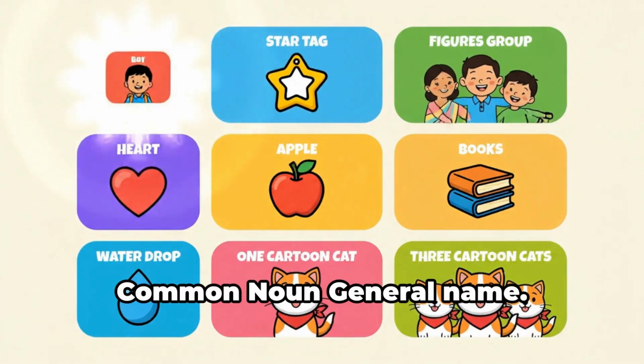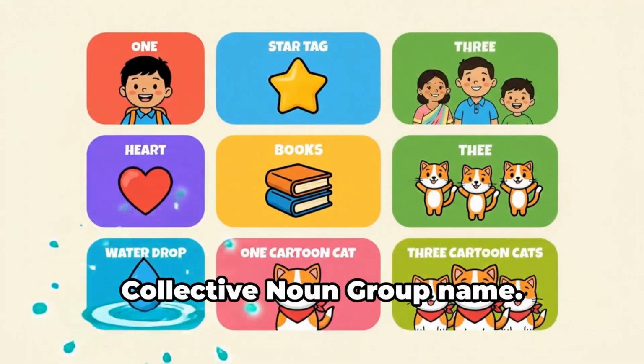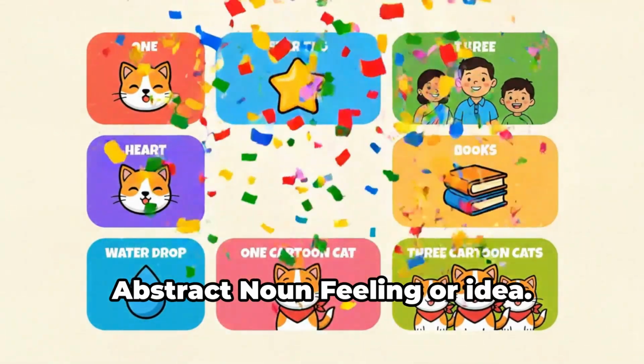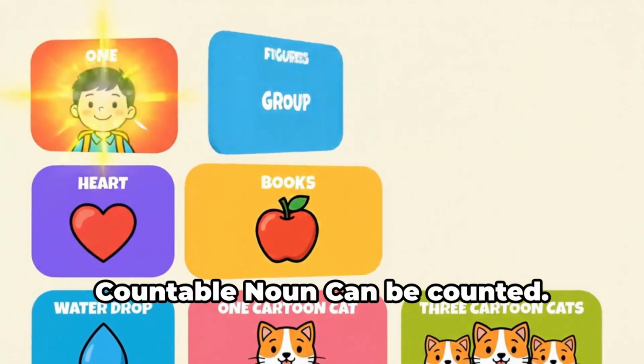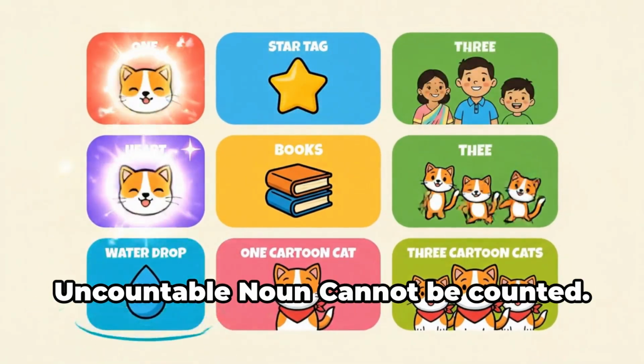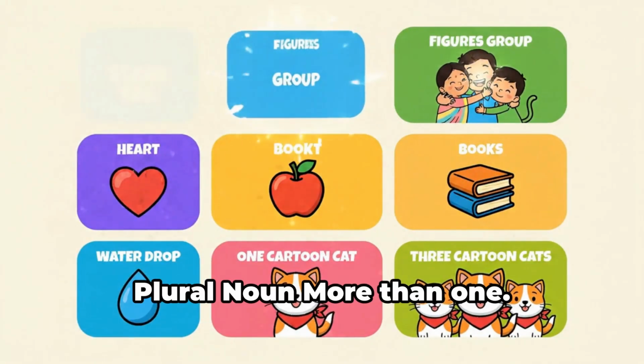Let's review. Common noun, general name. Proper noun, special name. Collective noun, group name. Abstract noun, feeling or idea. Concrete noun, can be seen or touched. Countable noun, can be counted. Uncountable noun, cannot be counted. Singular noun, one. Plural noun, more than one.